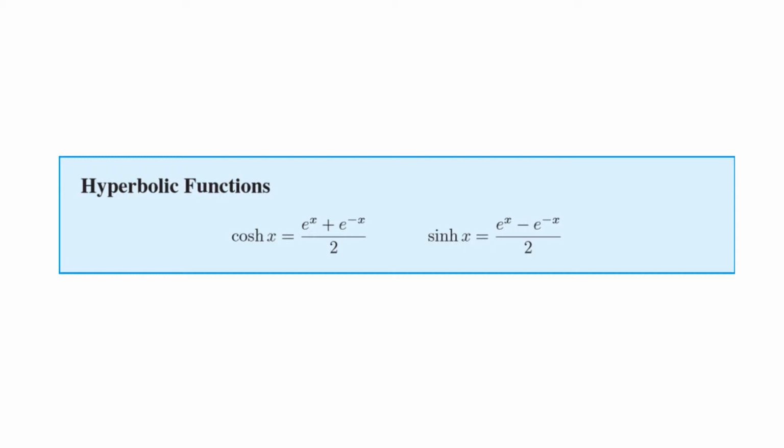Hyperbolic cosine of x equals e to the power of x plus e to the power of negative x over 2. And hyperbolic sine of x equals e to the power of x minus e to the power of negative x over 2.